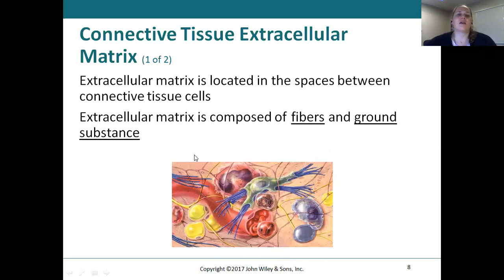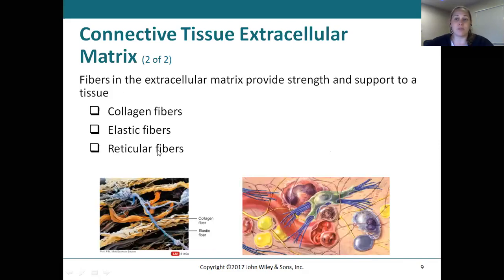So in terms of the fibers, you have collagen fibers, elastic fibers, and reticular fibers. If we look at collagen fibers, they're strong. They provide a lot of strength and a lot of pull. Collagen fibers we'll find in places like bone, cartilage, tendons. Those are all places you would find collagen fibers.